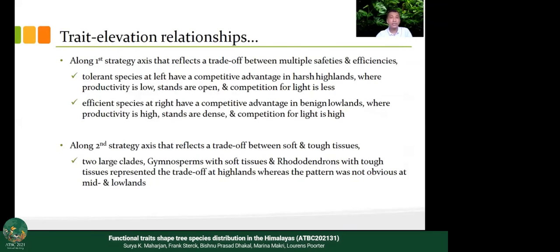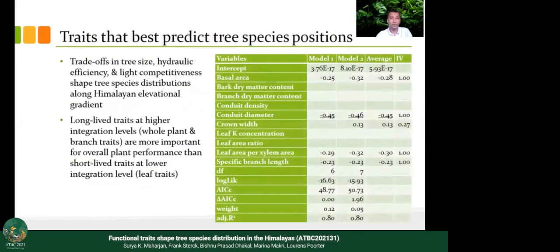Second strategy axis that reflects a trade-off between soft and tough tissues. Two large clade gymnosperms with soft tissues and rhododendrons with tough tissues represented the trade-off at highlands, whereas the pattern was not obvious at mid and lowlands. Finally, trade-off in tree size represented by basal area, hydraulic efficiency represented by conduit diameter, and light competitiveness represented by leaf area, petiole area, and specific branch length shaped tree species distribution along Himalayan elevational gradient.